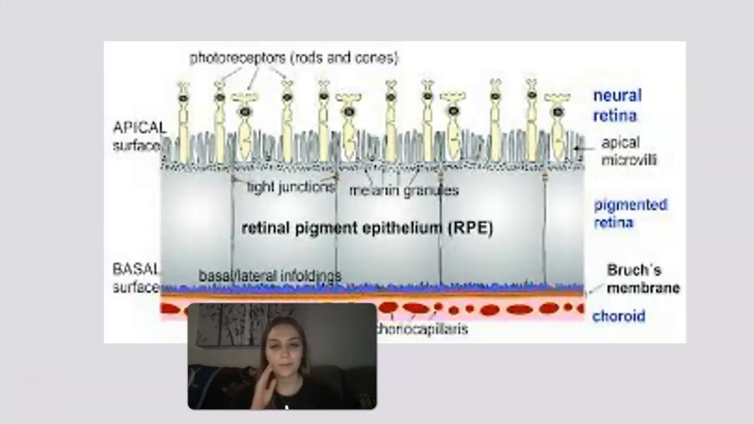So this photo is coming up a little blurry, but it did give a better representation of where the rods and cones are located, and where the RPE is as well. And that is all.